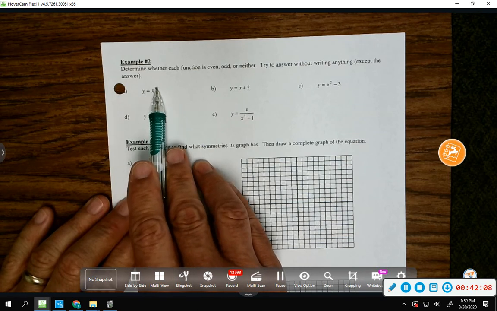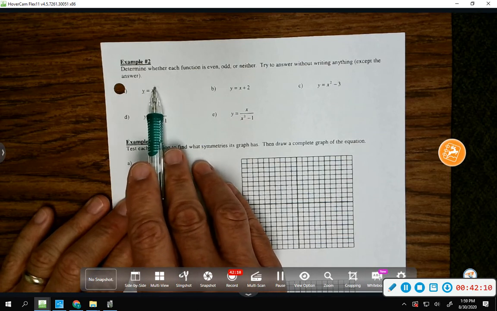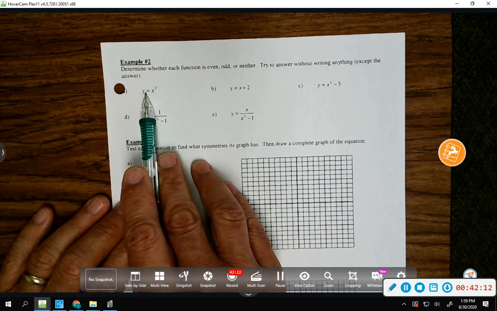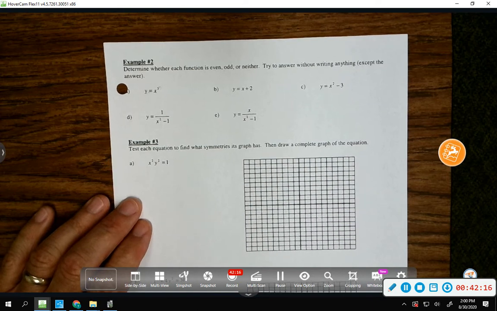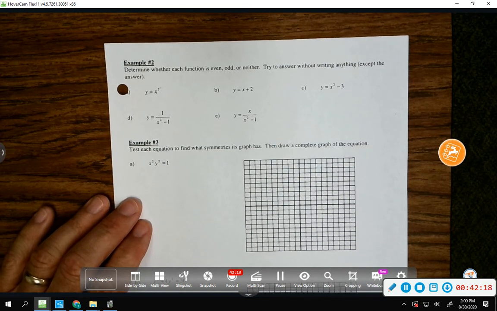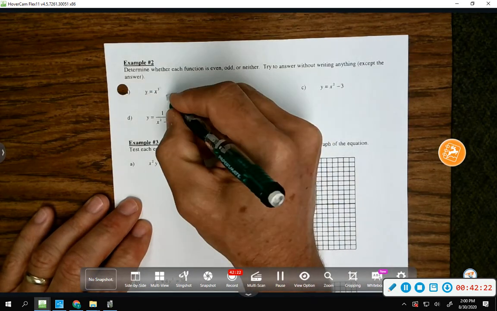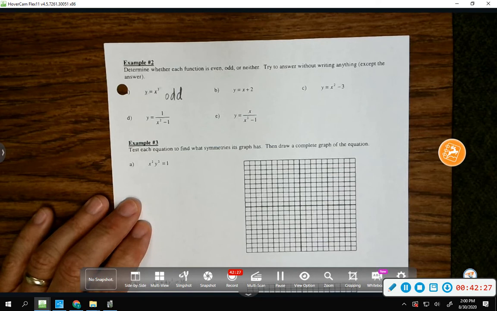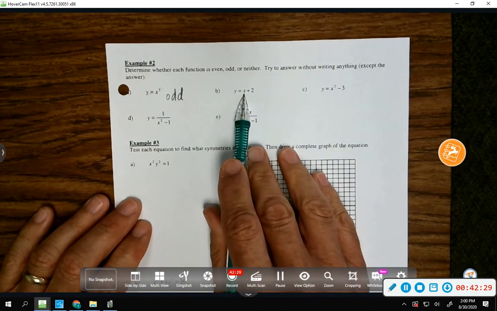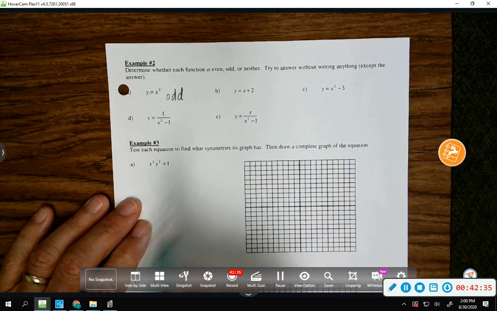If I plug 2 in for x, I get out 8. Negative 2 for x, I get out negative 8. If you get the same value but opposite signs, opposite goes with odd. Opposite, odd. Okay? O. This is an odd function. Okay? Here, if I plug 1 in for x, I get out 3. If I plug in negative 1 for x, I get out 1.